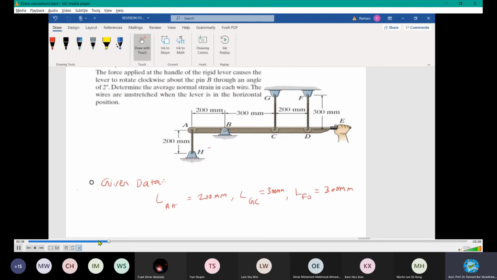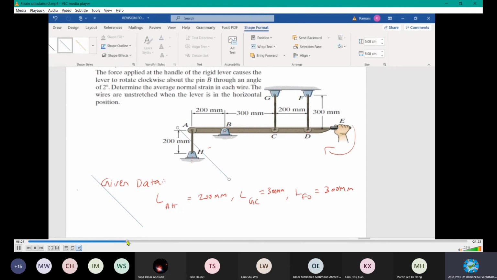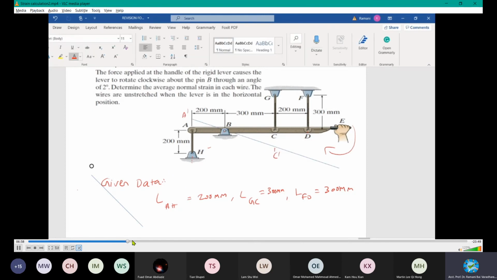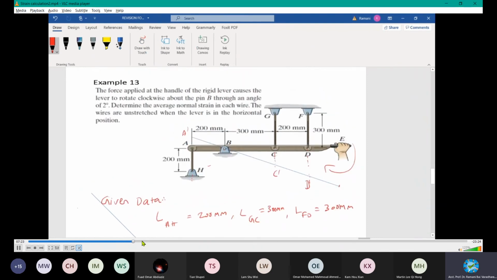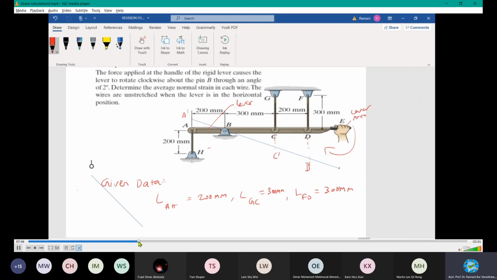The member will change. A force applied to the handle will change the position from AD to AD dash and E dash. We are rotating actually. Let it be like this. So it changes to AD dash. You see the differences in the values.